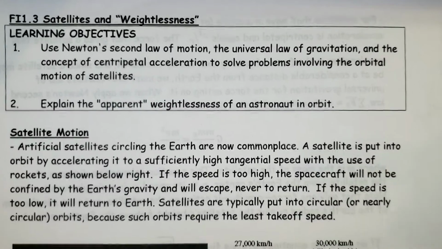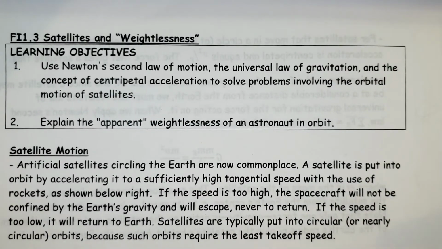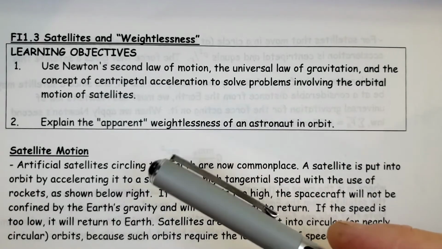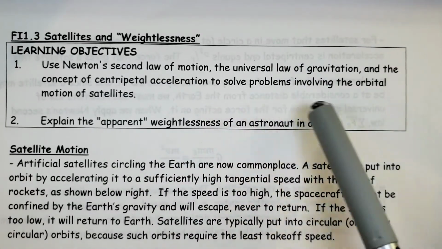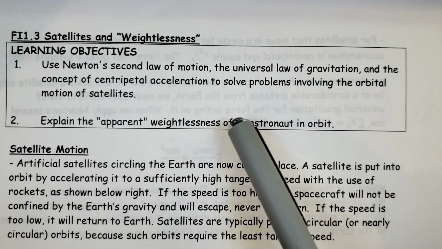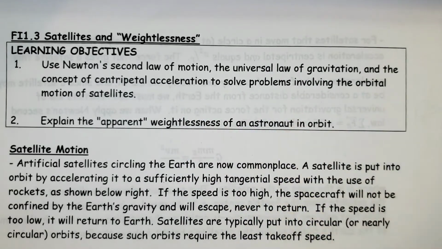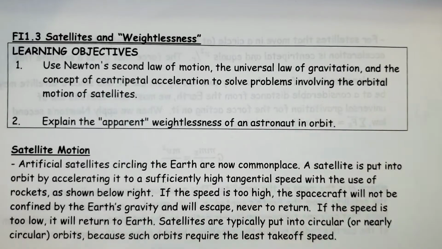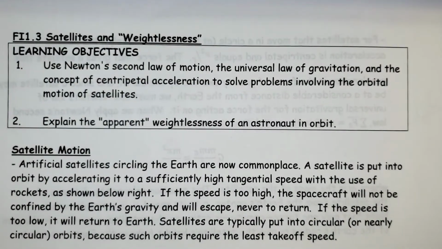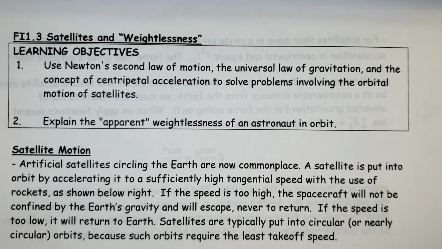Back to Physics 30. This is the last section in the gravitational field unit, FI1.3, satellites and weightlessness. Using Newton's second law of motion, the universal law of gravitation, and the concept of centripetal acceleration to solve problems involving orbital motions of satellites, and explain the apparent weightlessness of an astronaut in orbit. All right, so, satellite motion.